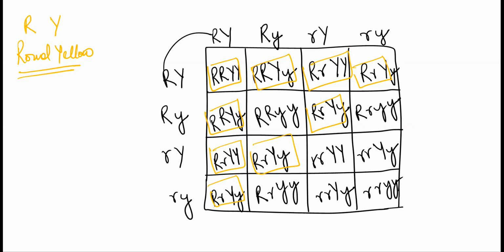So how many are you getting here? You will get 3 and 9. So how many here? 9. Nine are round yellow. Got it? Yes, sir.